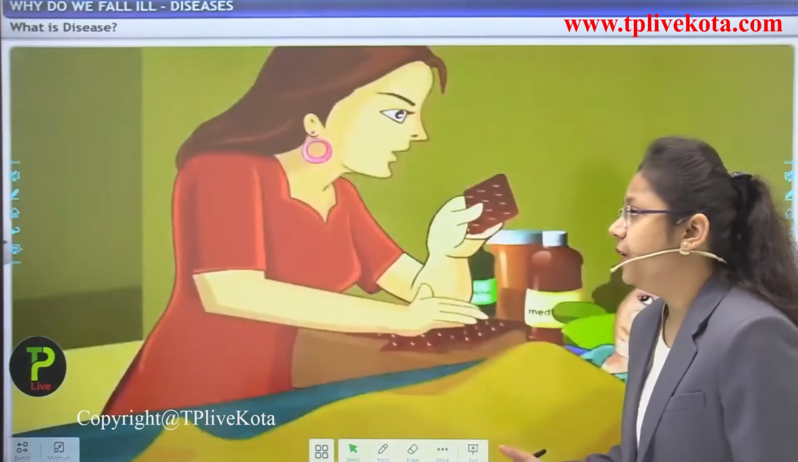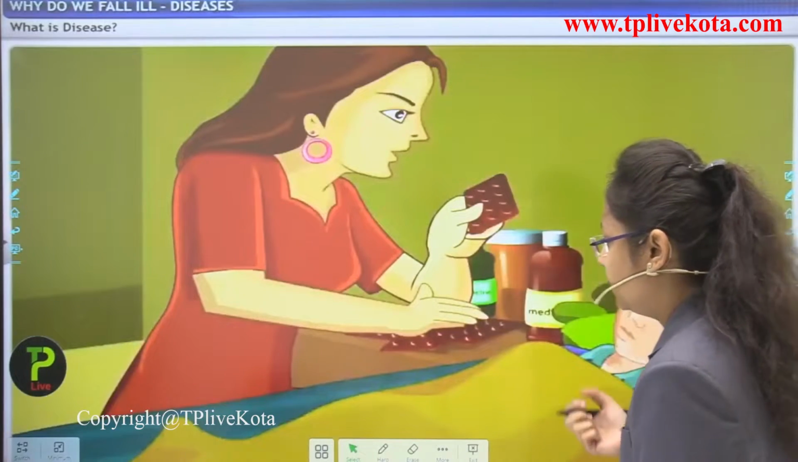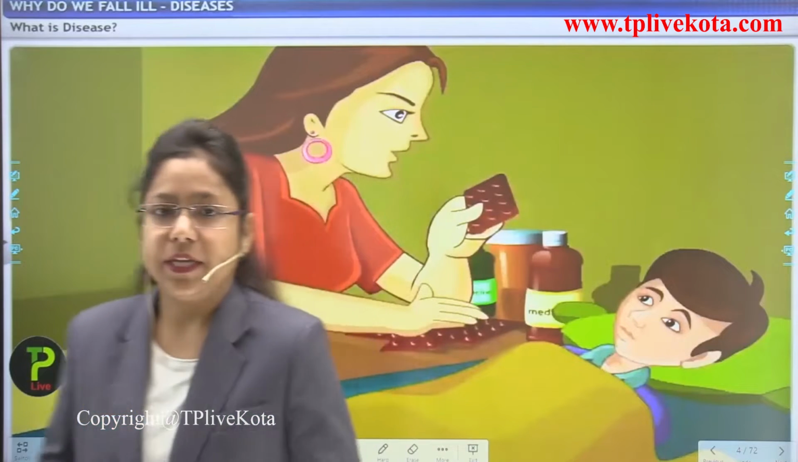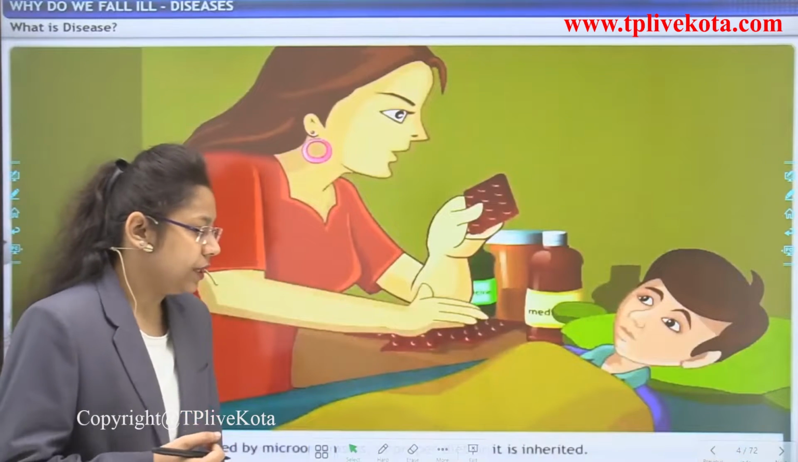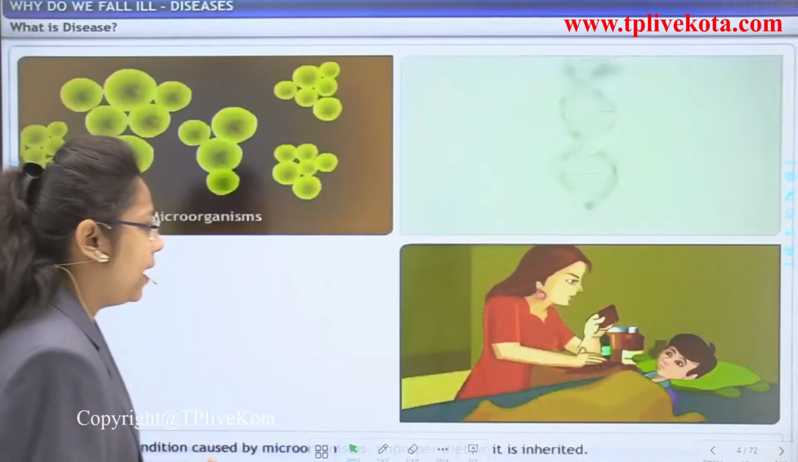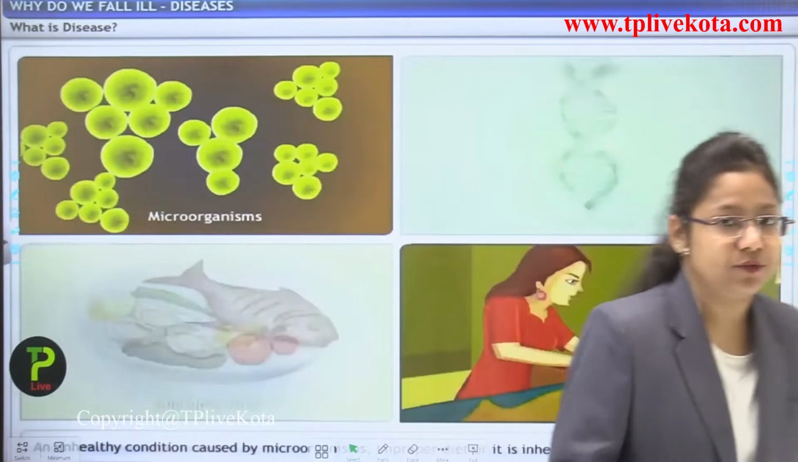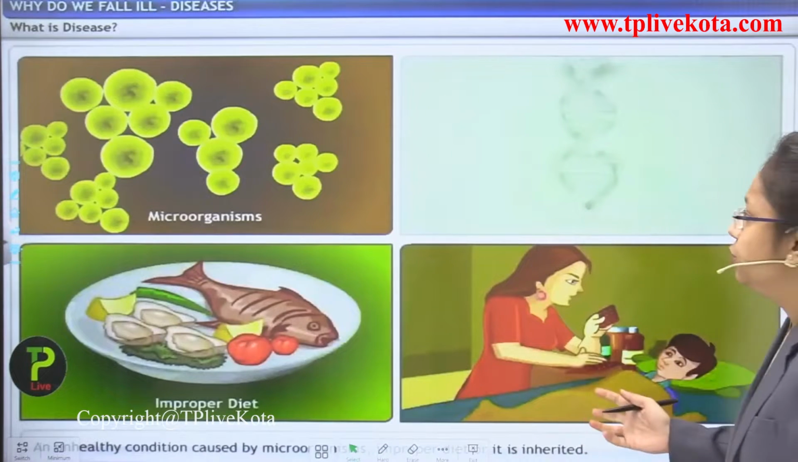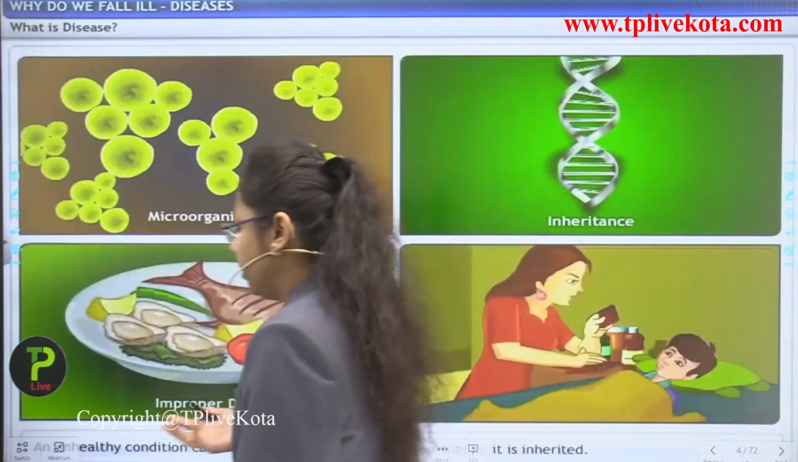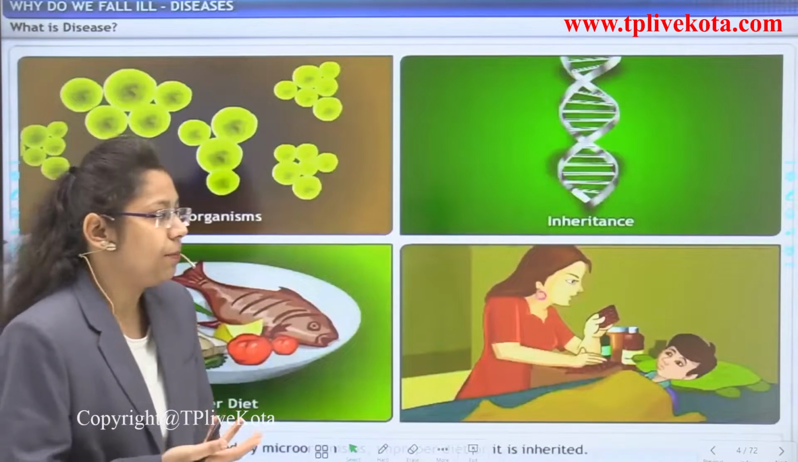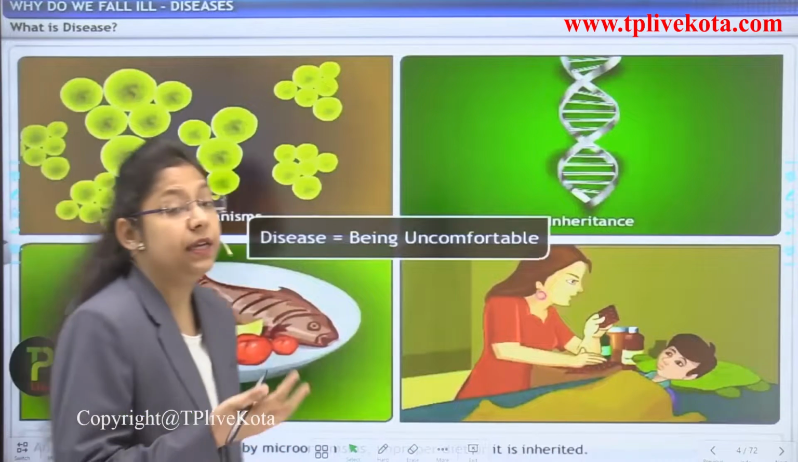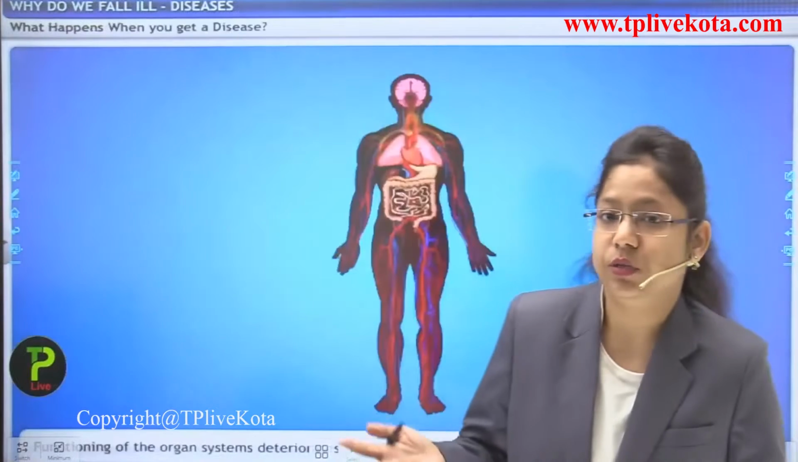So, if we are doing proper regular exercises, then we will not fall ill. Okay, now this is a little boy John. He has fallen ill. Okay, so why has the little boy John fallen ill? Let us see. Actually, it can be an attack of microorganisms, it can be an improper diet, or the disease may be inherited from a parent to the offspring.